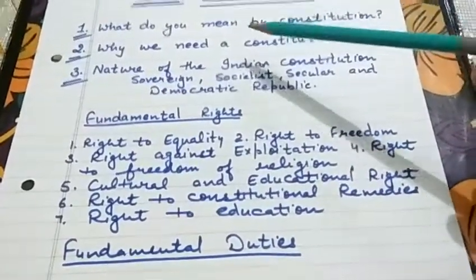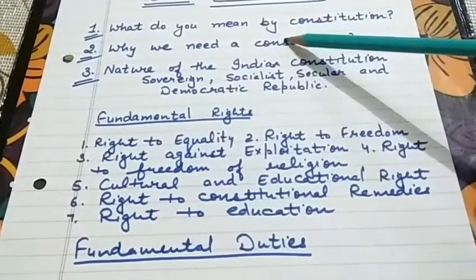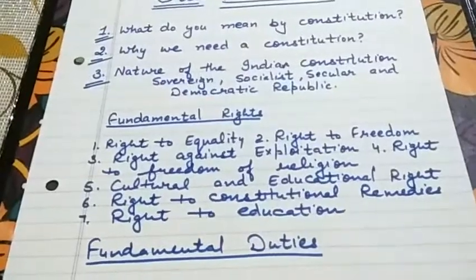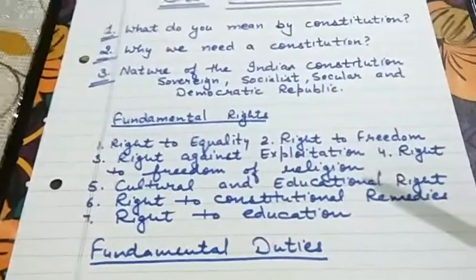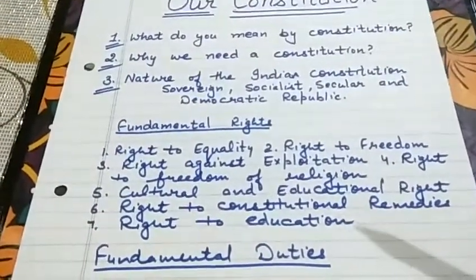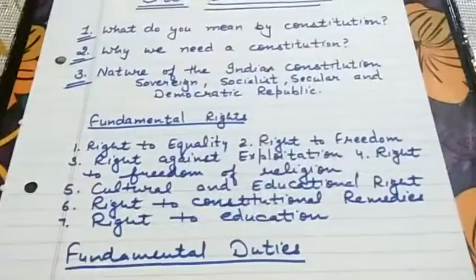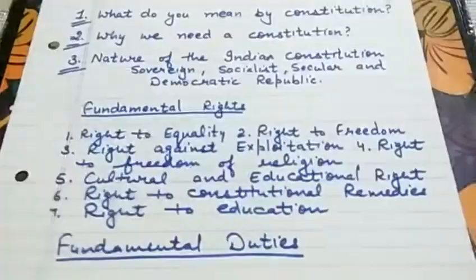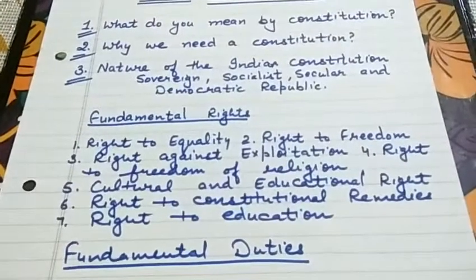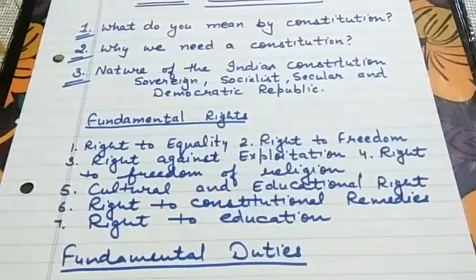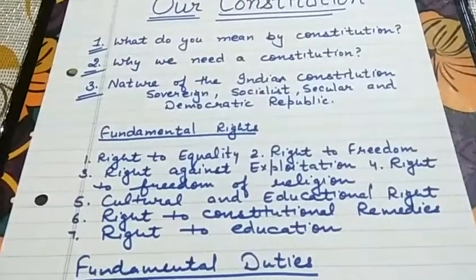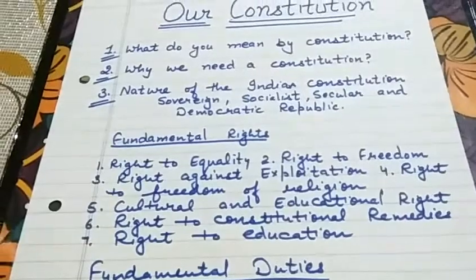So the next point is need for a constitution. Students, I ask you one question. Why do we need a constitution? We need a constitution to govern a country properly. So for this purpose, after independence, a constituent assembly was set up. Dr. Bhimrao was the chairperson of that committee and the members of that committee framed a constitution for the country.